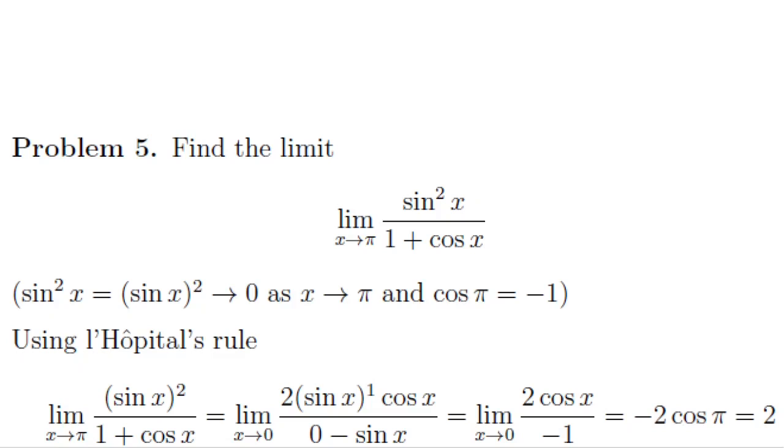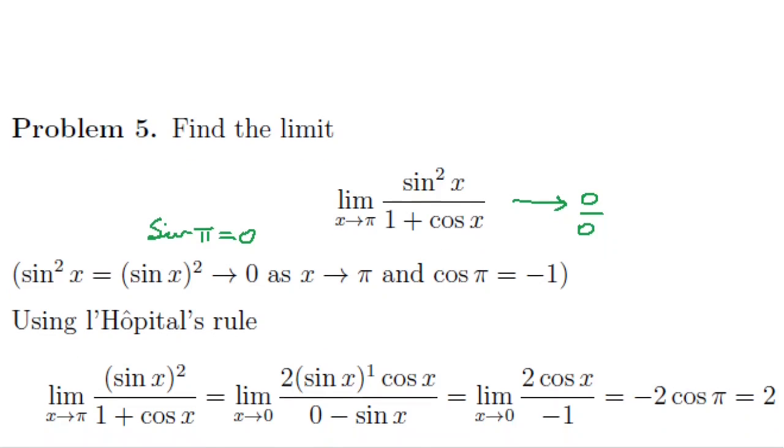In problem 5, we are finding the limit as x goes to pi of sine squared of x divided by 1 plus cosine of x. This turns out to be a 0 over 0 expression because sine squared of x, which is the same as the square of sine of x, will go to 0 as x goes to pi, due to the fact that sine of pi is 0. Also, cosine of pi is -1, so we get 0 divided by 1 minus 1, and that's how we end up with 0 over 0.